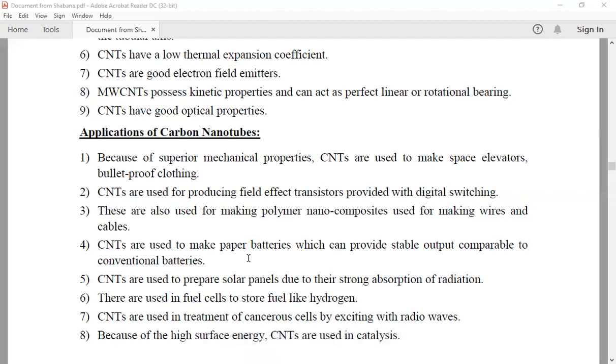A paper battery is a battery engineered to use paper-thin sheets of cellulose infused with carbon nanotubes. Here, the carbon nanotubes act as an electrode, allowing the storage device to conduct electricity, which can provide steady power output comparable to a conventional battery.